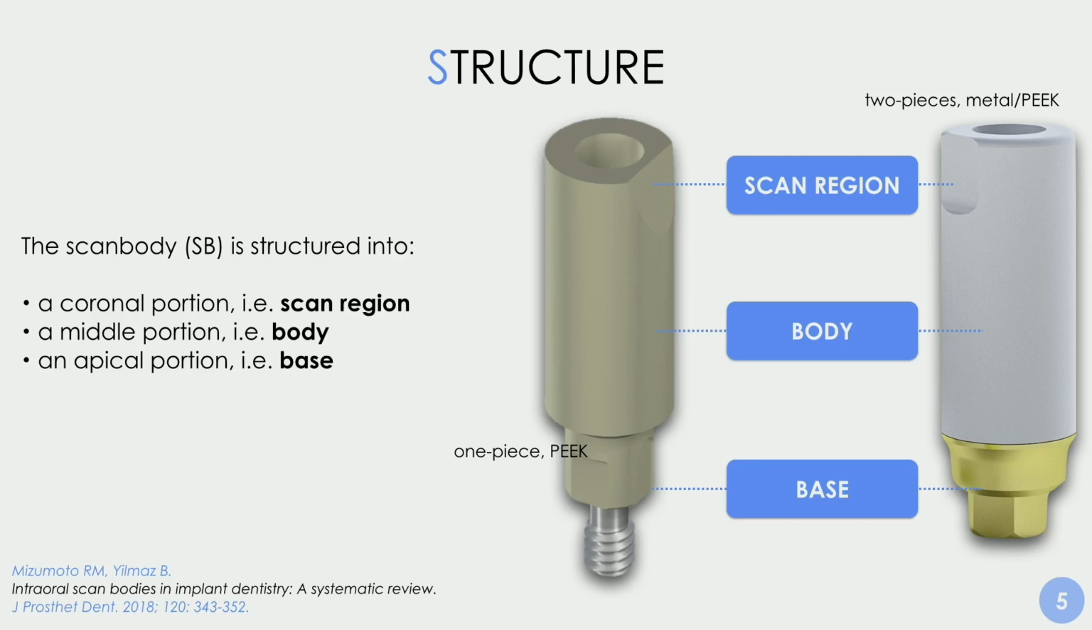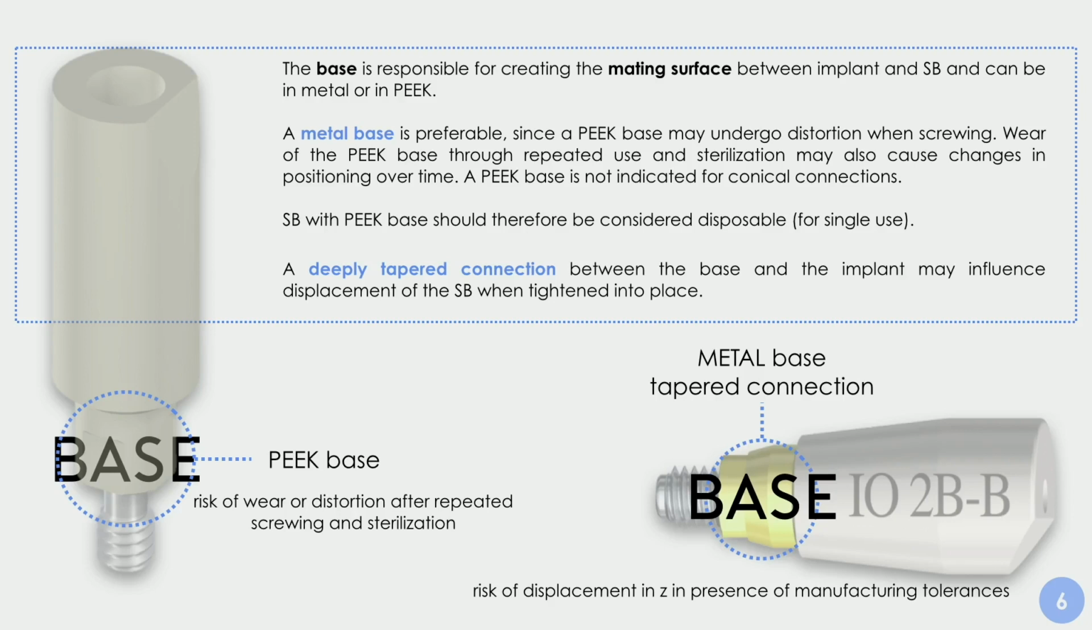The body is the body of the cylinder, and then we have the scan region, this flat region or intaglio that is an index and helps during the superimposition. So we have this solution. On the left you can see a one-piece PEEK scan body from Straumann. On the right you can see a two-piece scan body, metal on the base and polyether ether ketone on the body and on the scan region.